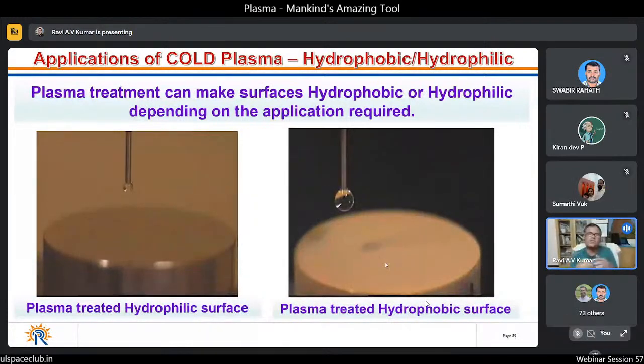Now, the material does not stick to the surface at all. There's no corrosion. You can make waterproof dresses by treating your textile with special kinds of plasma.